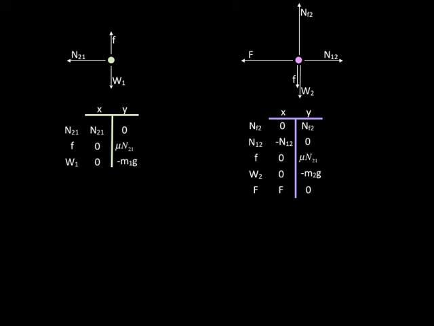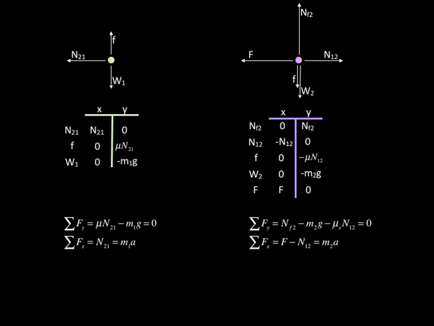And the reason that we do this table is that we now want to use the equations that are given to us by Newton's second law, that the sum of the forces is equal to the mass times the acceleration. So the sum of the forces in the y direction on mass 1 are mu times the normal force minus the weight, and that's going to equal 0 because there's no acceleration in the y direction. And the sum of the forces in the x direction, well, there's only one, it's n21, and that's going to equal the mass times the acceleration.